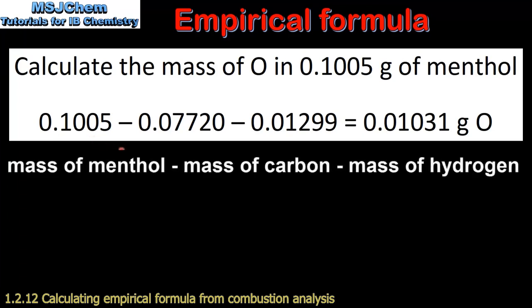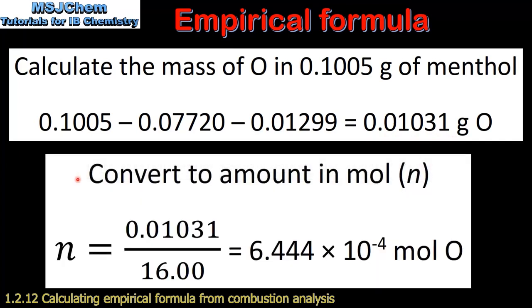To do this, we subtract the mass of carbon and the mass of hydrogen from the original mass of menthol, which gives us 0.01031 grams of oxygen. So next we convert to amount in moles using the equation mass over molar mass, which gives us 6.444 times 10 to the negative 4 moles of oxygen.